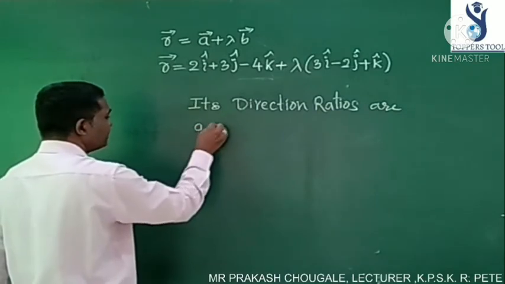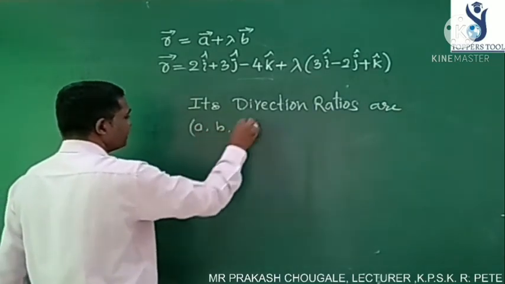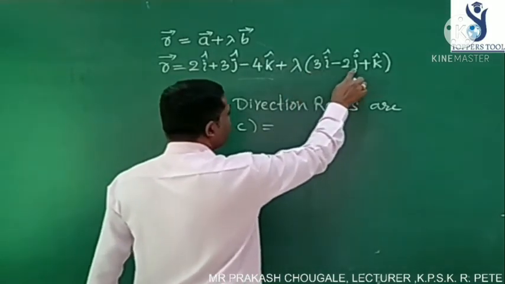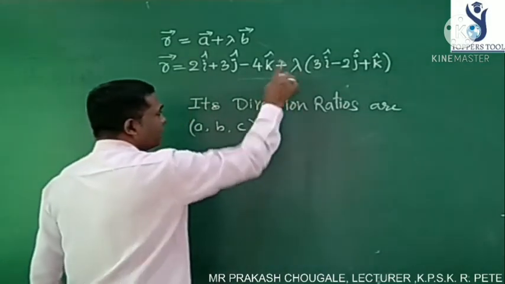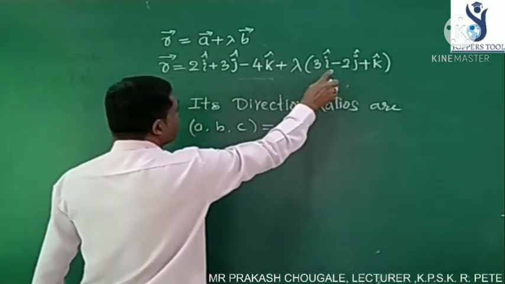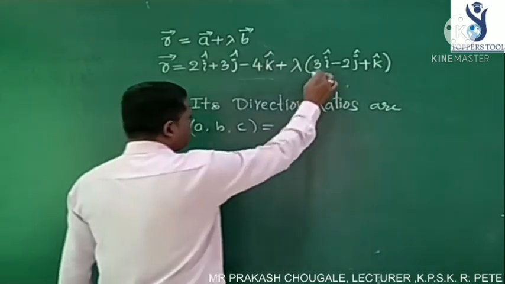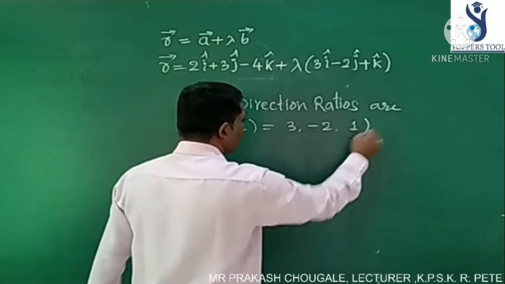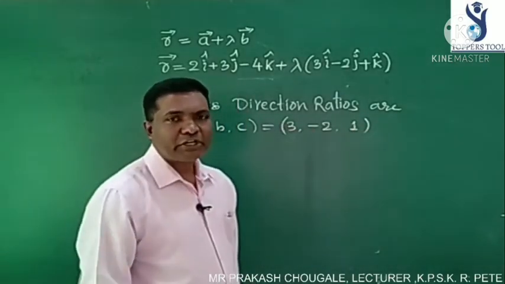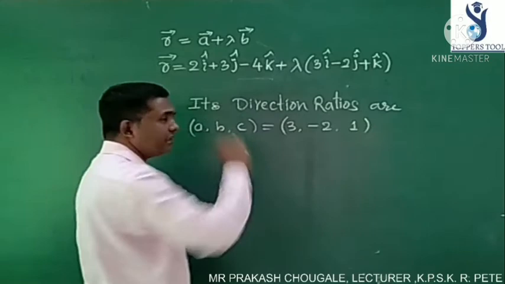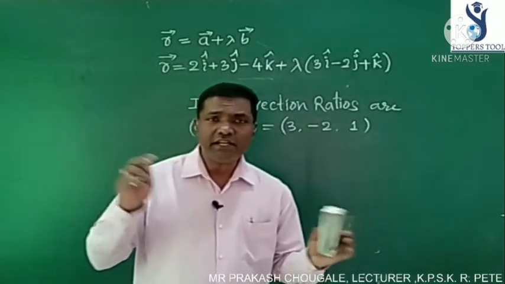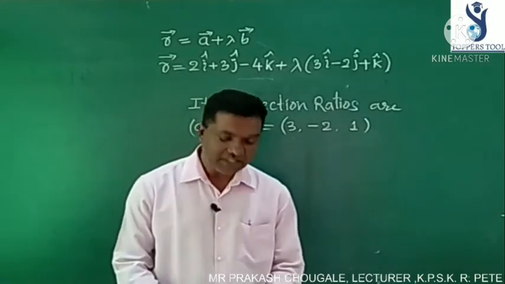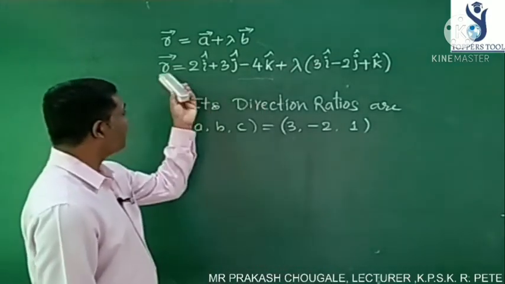Okay, so if any equation is given like this, its direction ratios must be written immediately. Its direction ratios you can write as a, b, c. These are the direction ratios, the coefficients of i cap, j cap, k cap in this part, because this is equal to this vector b. Here 3, minus 2 and 1 stand for the direction ratios of this given line. So for any given line, when it is given in the vector equation form, you must immediately tell what its direction ratios are.